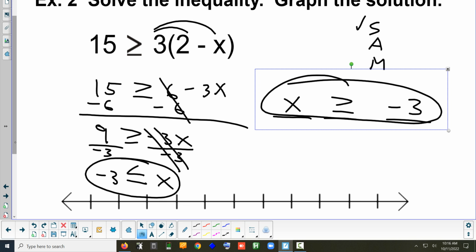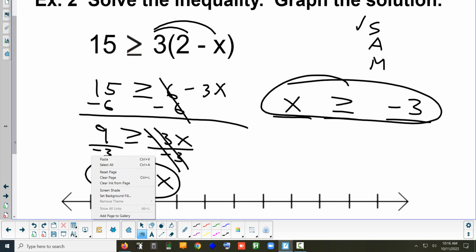Why is 3 a negative? Because we had 9 and we divided by negative 3. So positive divided by negative is a negative.